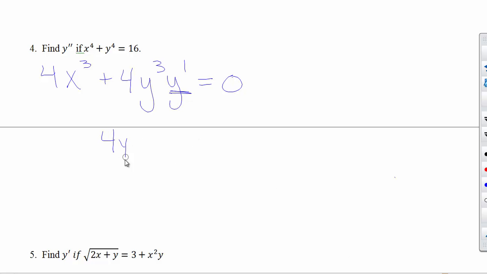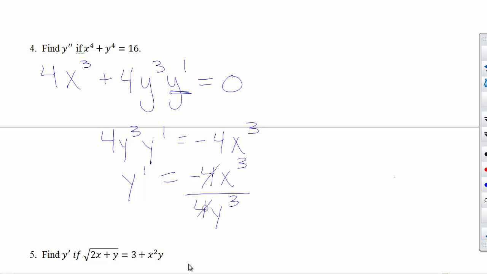So 4y cubed y prime would equal negative 4x cubed. And then I'm going to divide by the 4y cubed. So my answer, the 4's would cancel, would be negative x cubed over y cubed.